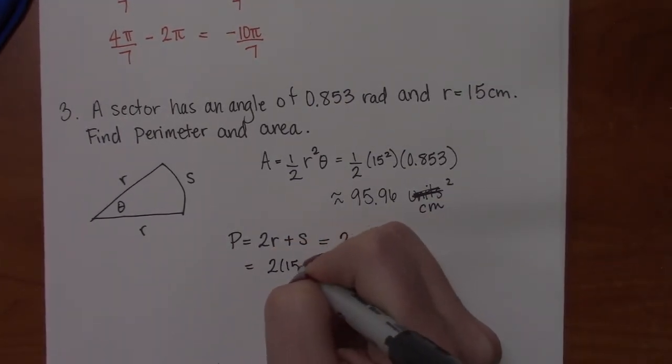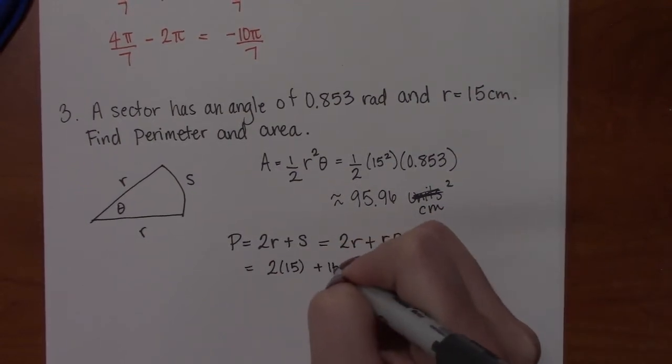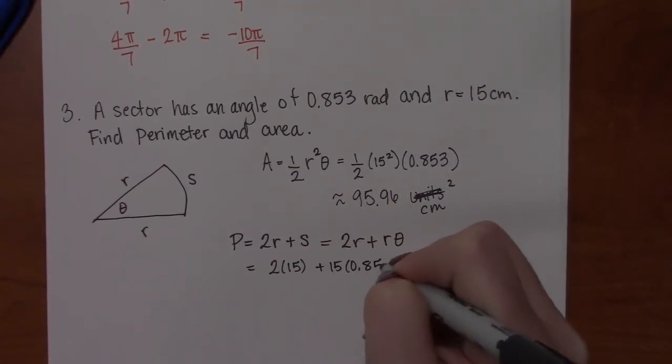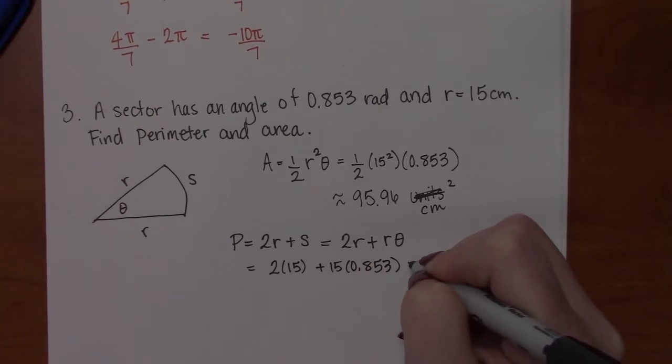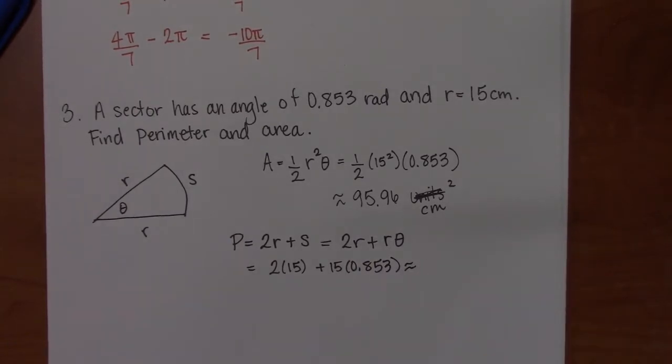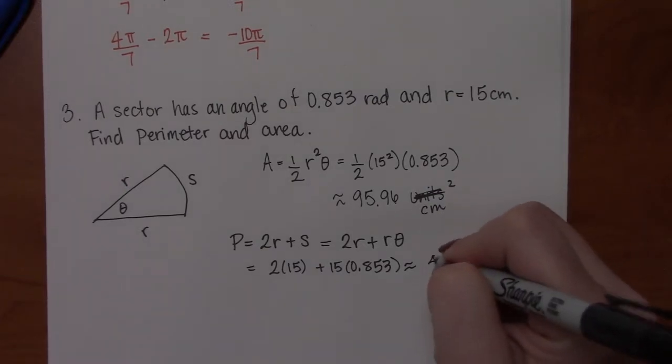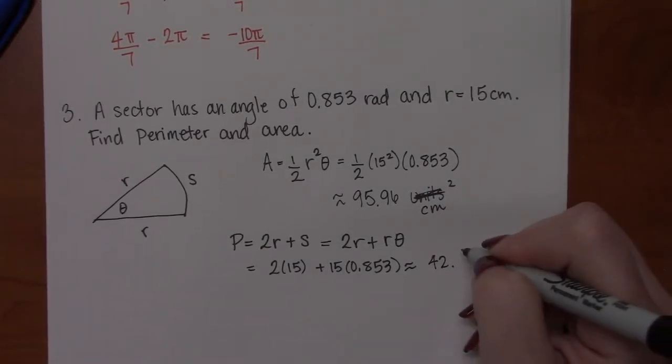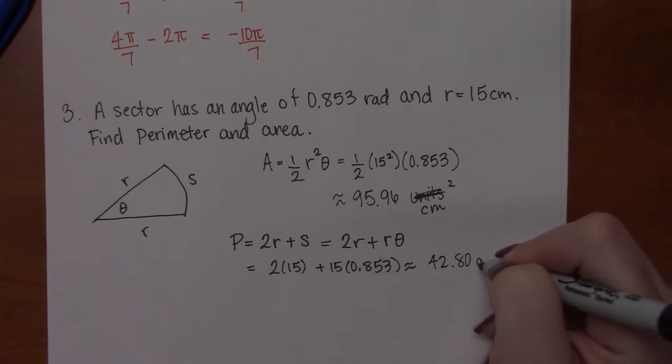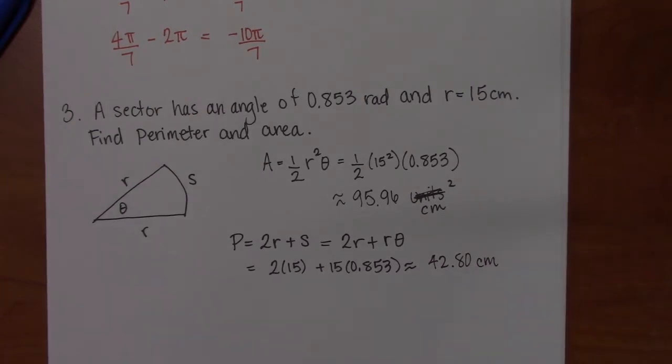So 2 times 15 plus 15 times 0.853. So I would probably have factored out that R just because I don't like the algebra. I don't want to type 15 twice, but it's okay if you leave it like this. All right, and so this works out to be about 42.80 centimeters. So perimeter is length, so you know it would be centimeters. Area is centimeters squared.